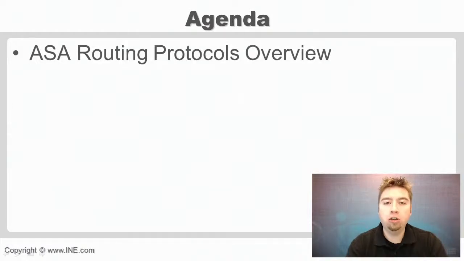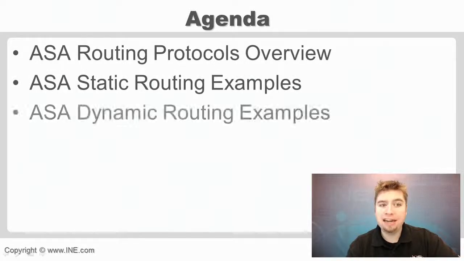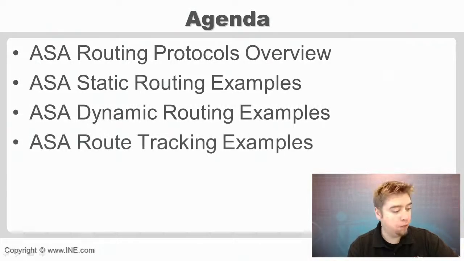In our next section, we're going to look at the routing protocol support on the ASA, and then take a look at a couple examples of doing both static routing and dynamic routing, and then talk about some of the route tracking features that the ASA supports, which adds reliability and essentially upper layer information to static routing.